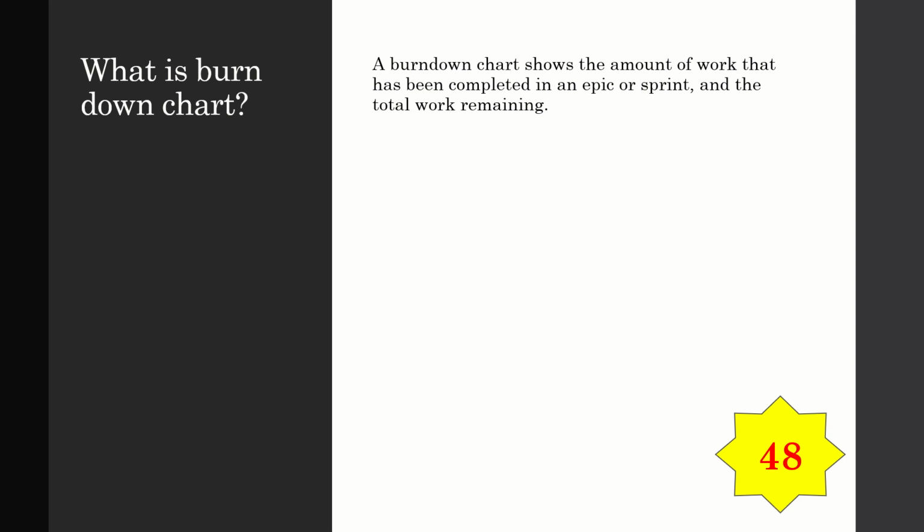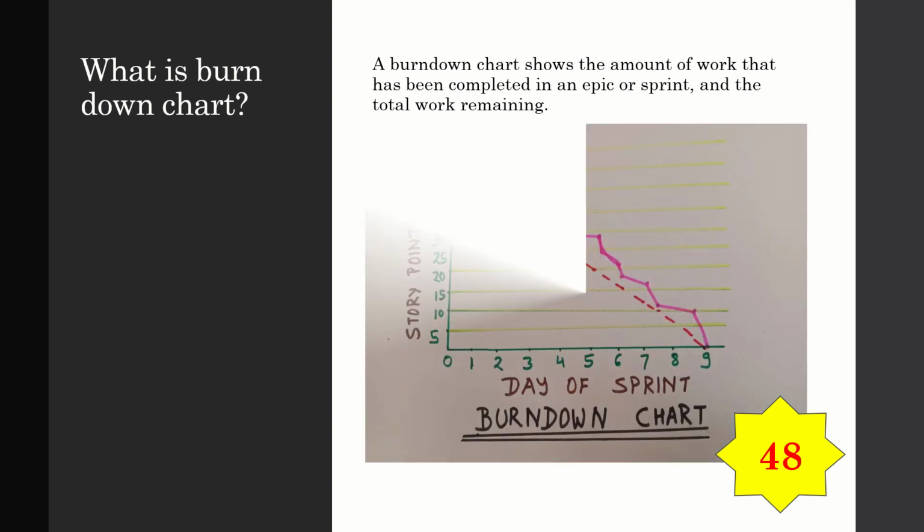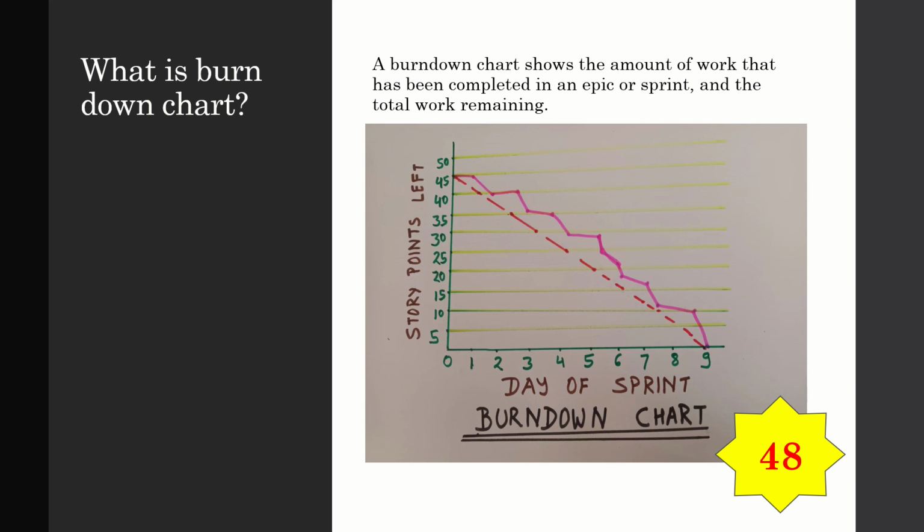What is a burn down chart? A burn down chart shows the amount of work that has been completed in an epic or sprint and the total work remaining. This is the burn down chart. It is days of sprint versus number of story points left. That means work to be completed.